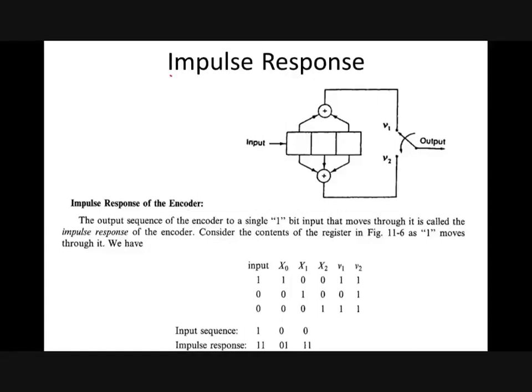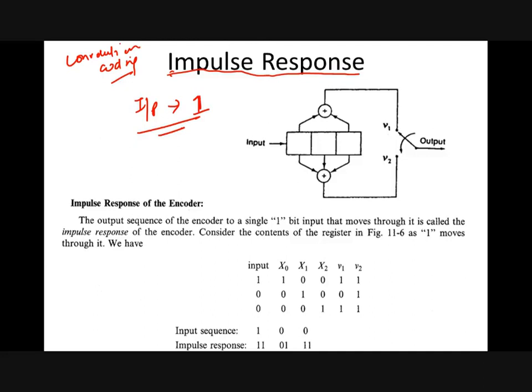One more topic in convolution coding: the impulse response. When we talk about impulse response, that means we are giving an input of 1.